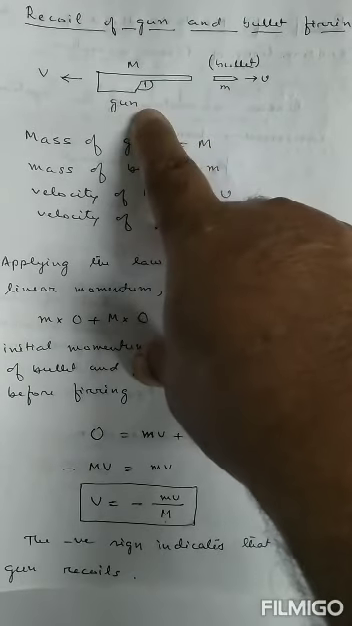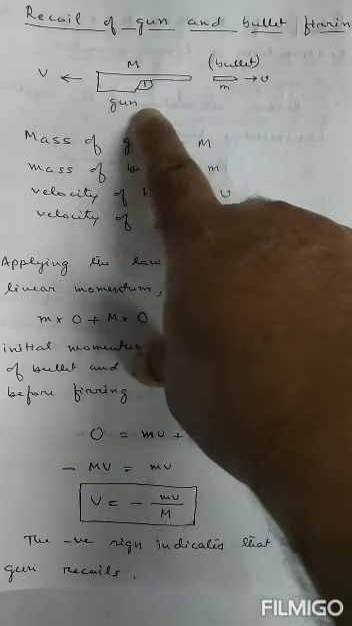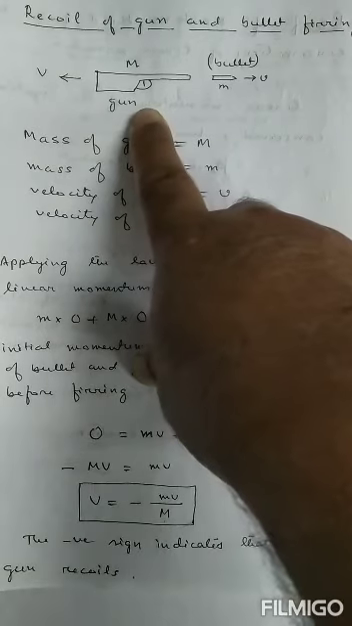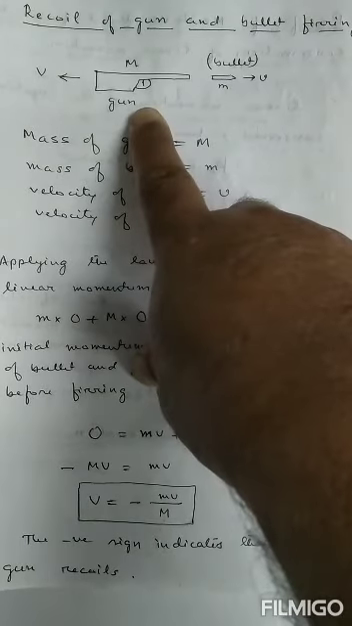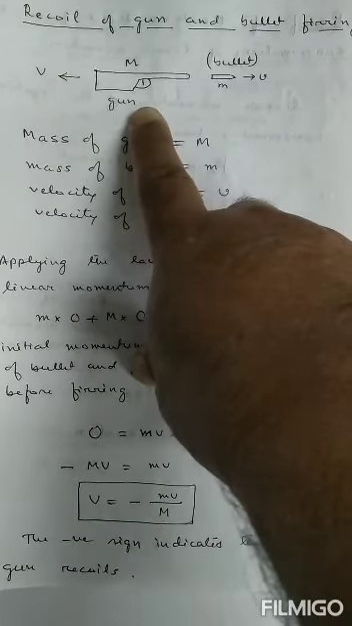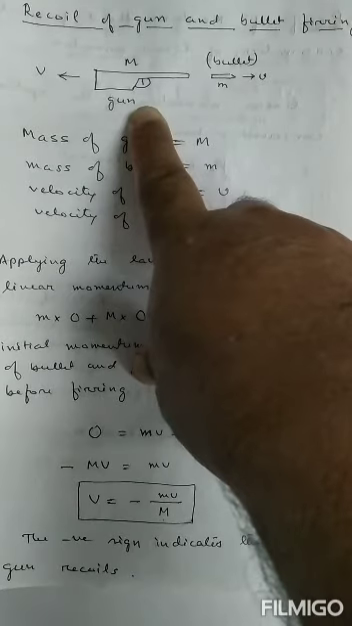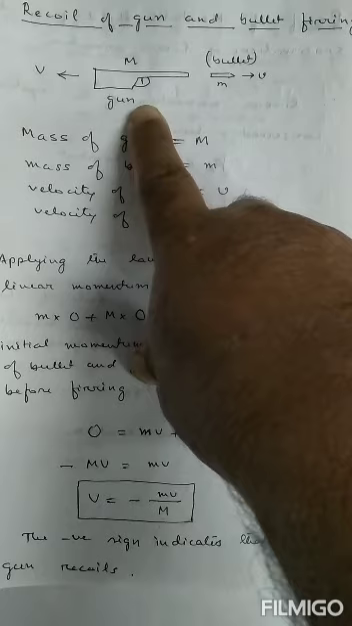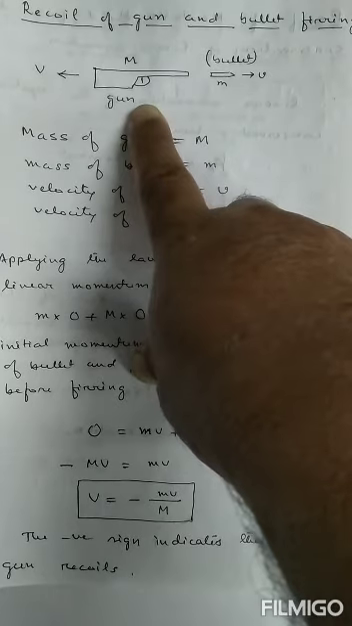Before firing, the bullet is inside the gun and the gun is at rest. So, what is the initial velocity of the bullet before firing? Initial velocity of the bullet is 0. What is the initial velocity of the gun? It is also 0.